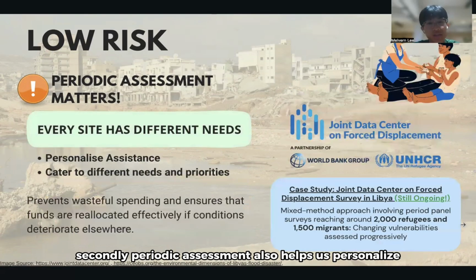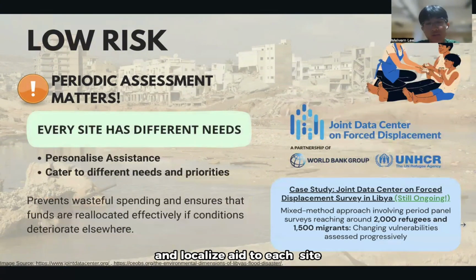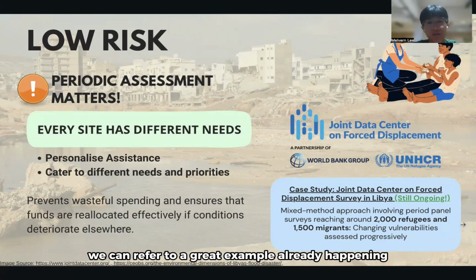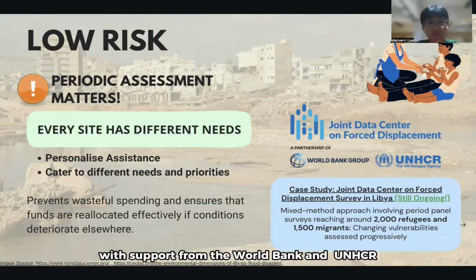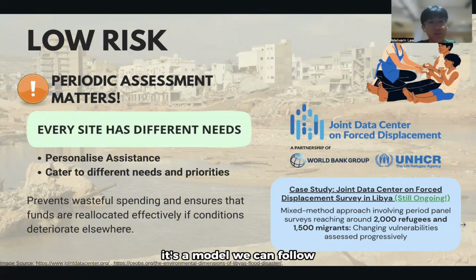Secondly, periodic assessment also helps us personalize and localize aid to each site with their differential priorities. We can refer to a great example already happening led by the Joint Data Center on Forced Displacement. With support from the World Bank and UNHCR, it tracks how people's needs and vulnerabilities can change over time. It's a model we can follow and possibly even collaborate with for our low-risk site interventions and funding support.